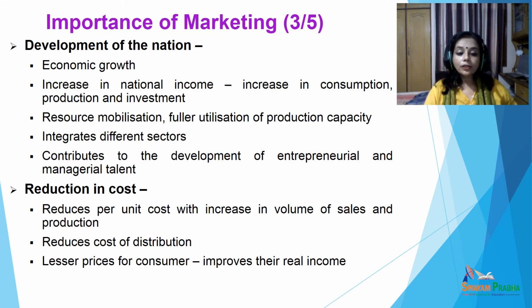So it reduces the cost of distribution also. When your market will expand and you distribute more and more products, the per unit cost will go on reducing. All this will result in saving for the company and lesser prices for the consumer. So the consumer will experience improved real income, because with so much money they can buy more number of units or better quality products. So that advantage will go to the consumer, that is better quality at lesser price.